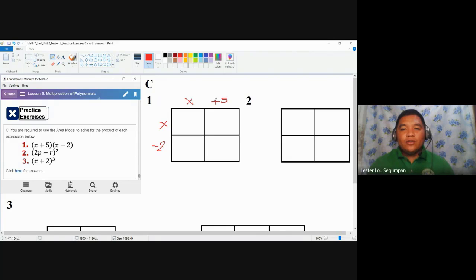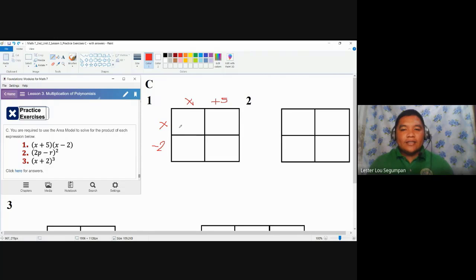Now, if you want to use x minus 2 here and x plus 5 here, it doesn't matter, because again, multiplication is commutative. You may rearrange them, but I'm just going to use this for the moment. Now that we have placed the terms in our respective areas, let's try to compute the grids. The grids will become the product of each pair of terms. So we're going to place all the products in the grids here.